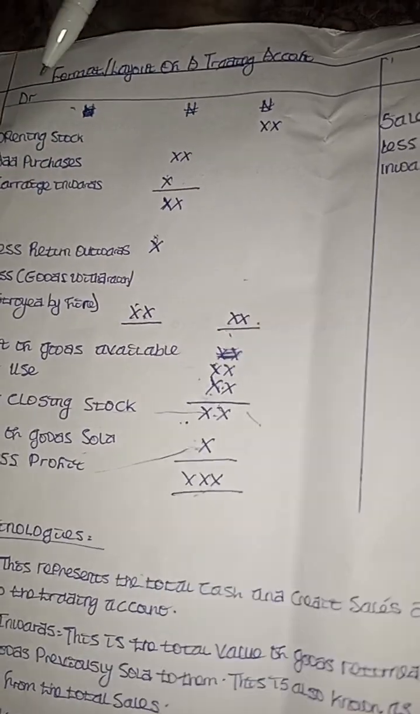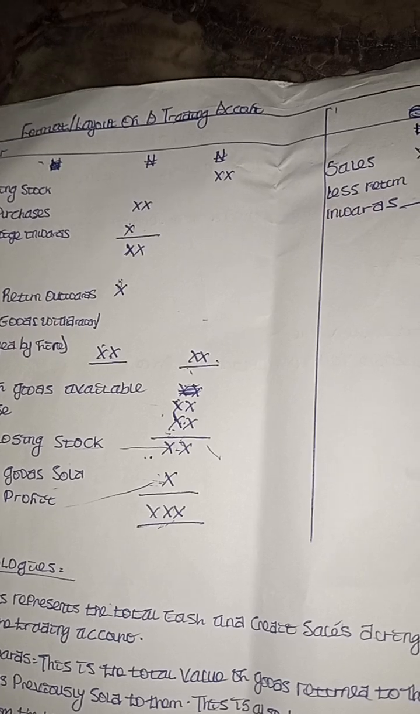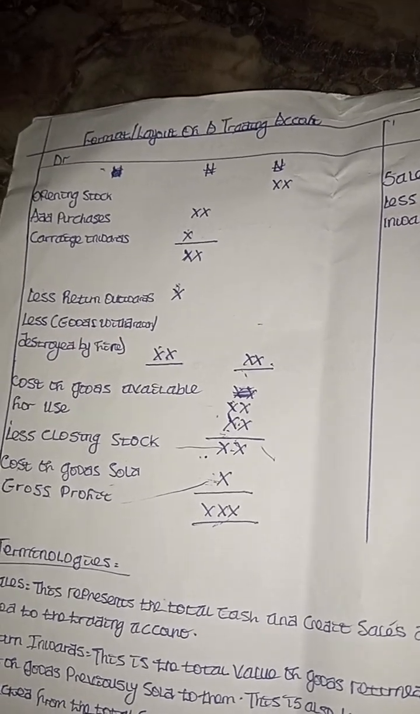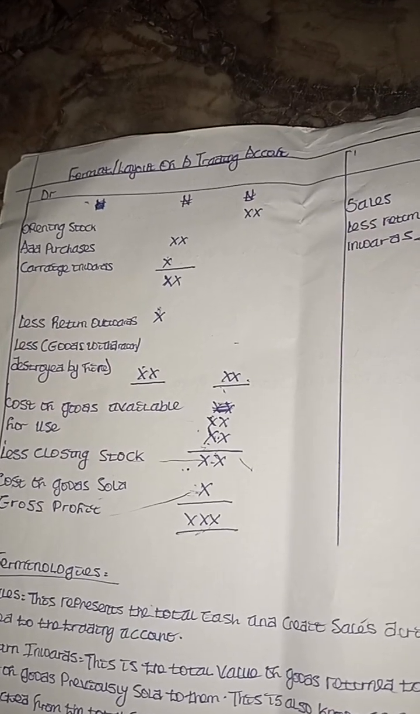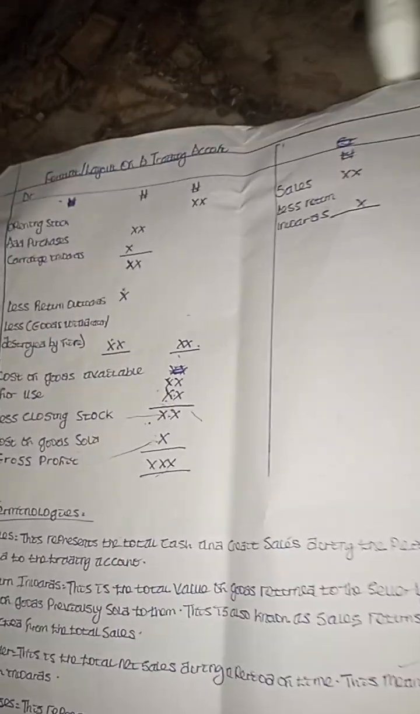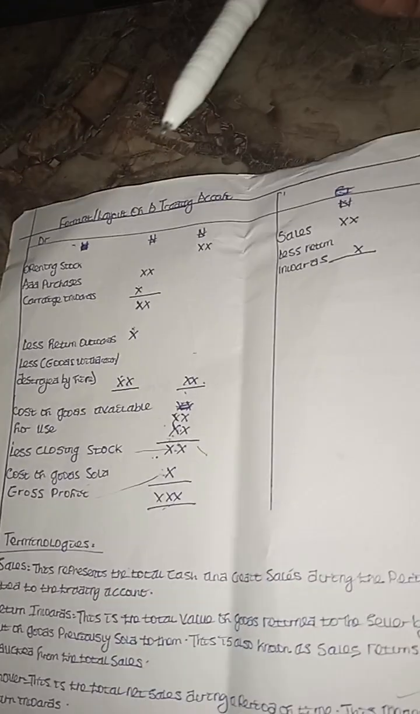Yeah, it is time to understand the format or the layout of a trading account. The trading account has two formats in preparation. We have the T format and of course the vertical format. But here, this is the T format for senior secondary school majorly, since it's an introductory part of the account.